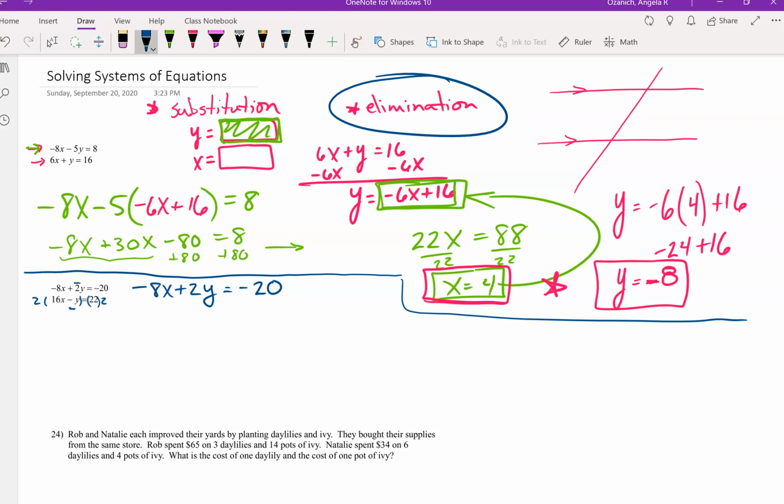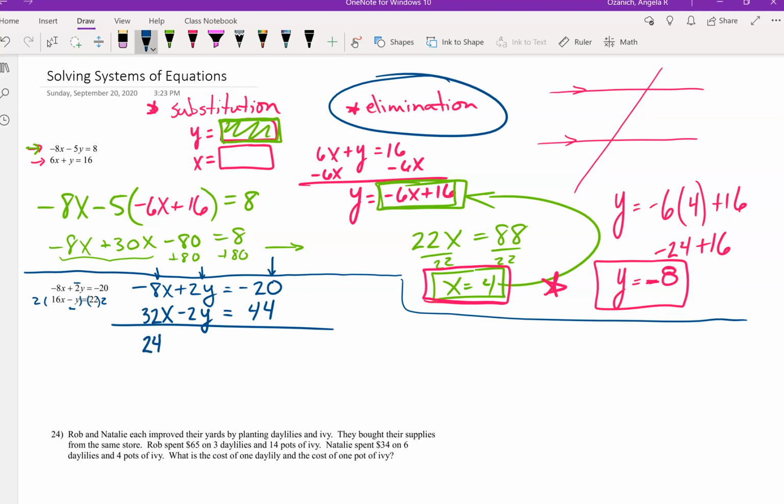And if we multiply everything through by a 2, 2 times 16 is going to be 32x. 2 times negative 1 is going to be a minus 2y. And 2 times 22 is going to be 44. And then the process with elimination is you're just going to add going down your columns. Okay. So negative 8 and a positive 32 should be, what's that going to be? 24? What do you guys think?